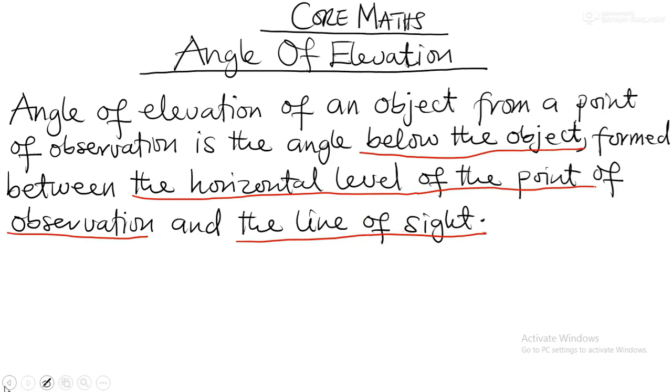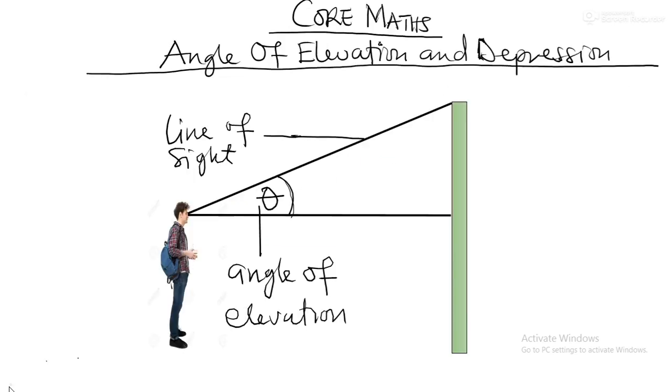So the point of observation is the boy's eye. Okay. So the eye to the pole is the line of sight. But the observation is from his eye. So the point of observation is the boy's eye. I hope you get it.